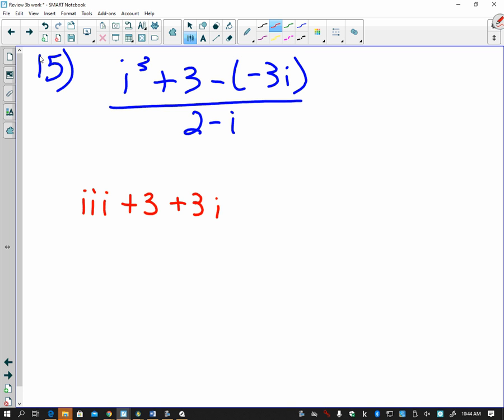Two of these i's are going to make it negative 1. So we got negative 1i plus 3 plus 3i. We can combine like terms. Negative 1i plus 3i is 2i plus 3. Really, it's better written as 3 plus 2i. Does that make sense? We just need to get used to that order because we're going to work with problems later on where that order is really important.